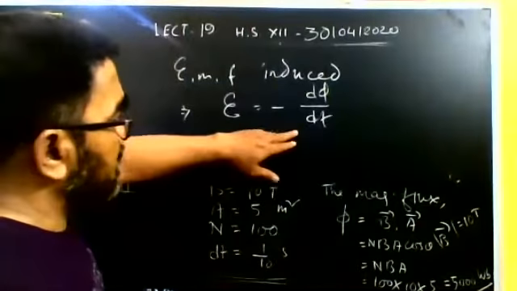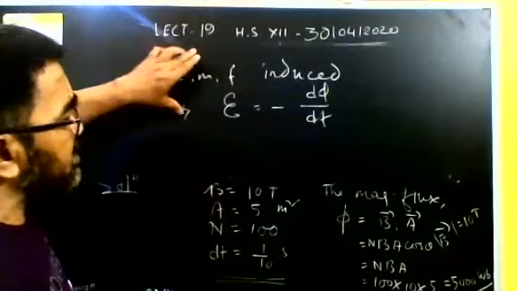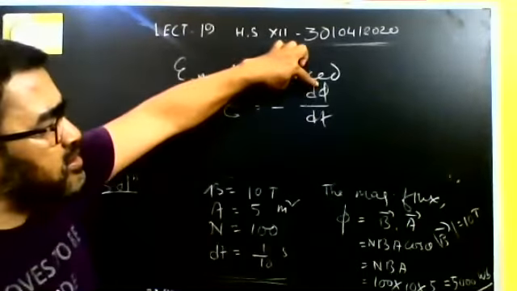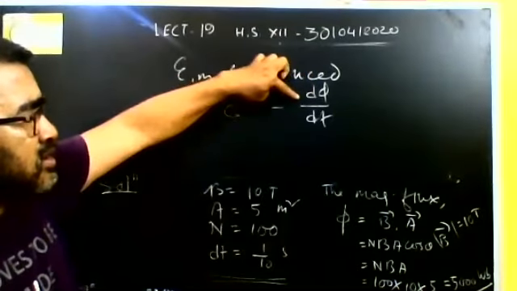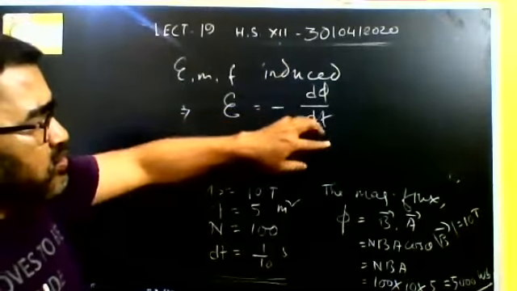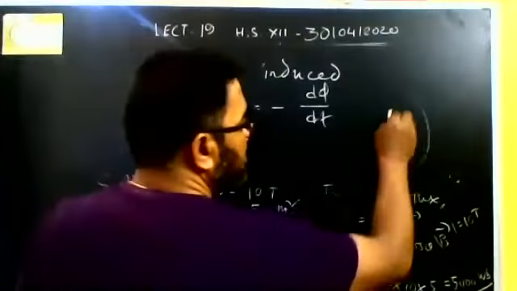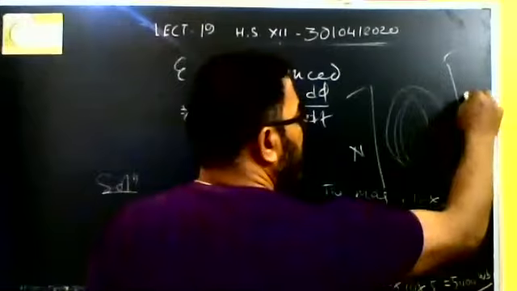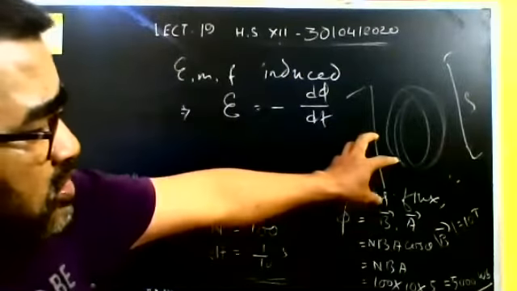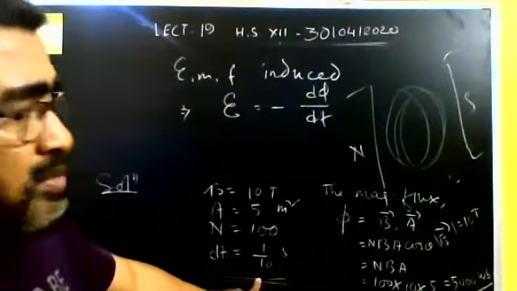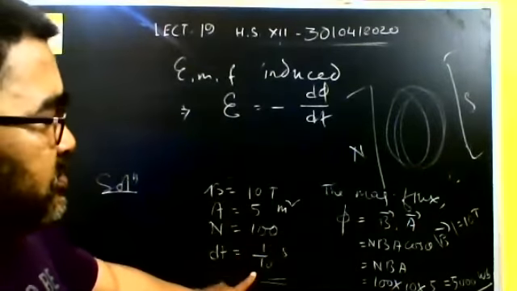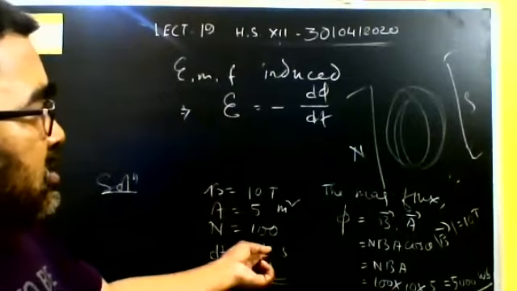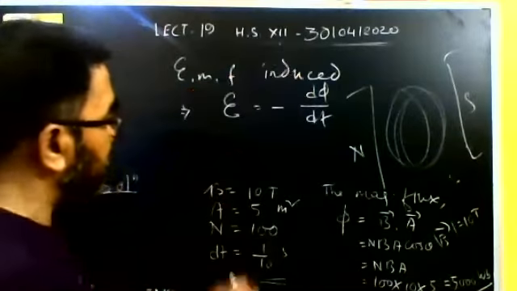So this is the relation, Faraday's second law. This gives the induced EMF as equal to the rate of change of magnetic flux. When the coil is removed from the magnetic field in 1/10 second, finally, the change of magnetic flux d phi indicates the change of magnetic flux.